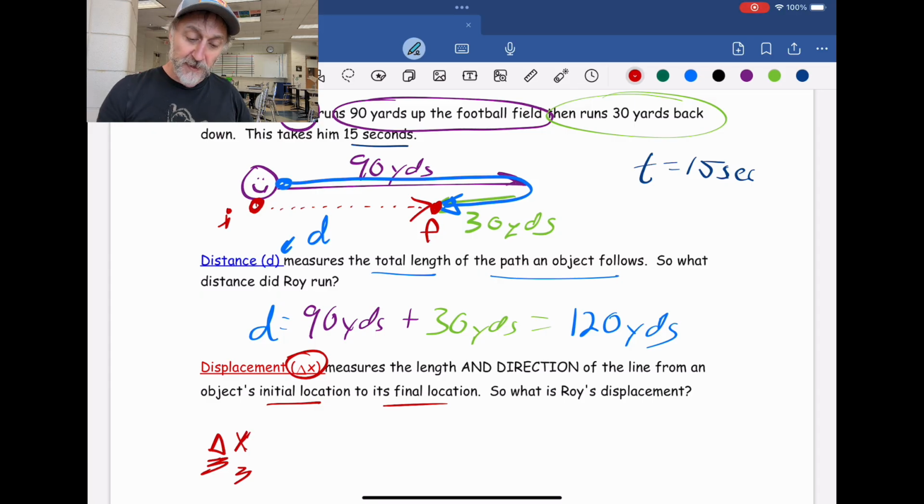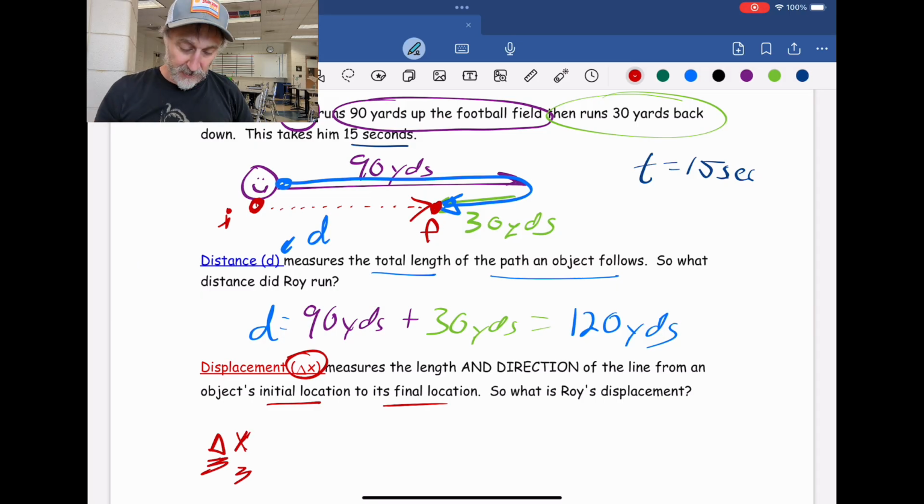Let's find the length of it first. Hopefully you've got it already. You went 90 yards that way, then came back and went 30 yards that way. Hopefully I'm pointing in the right direction here on the screen. I never know if the camera flips around. But anyway, he went 90 yards one way, came back 30 yards. He's gonna end up 60 yards from his starting point.